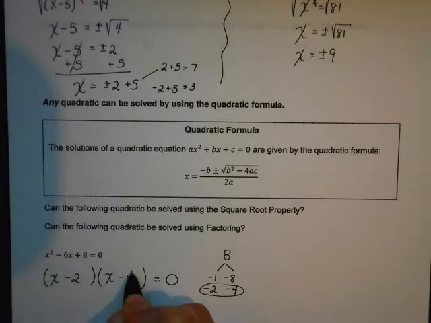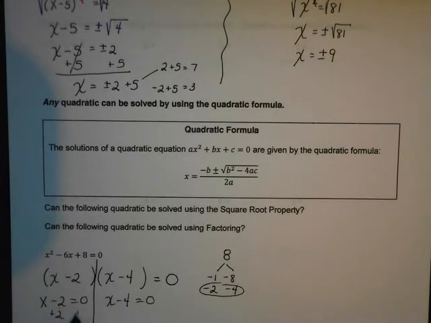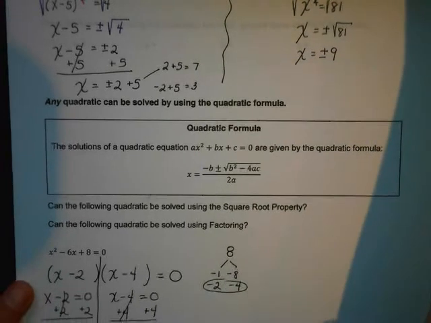So then we set each factor equal to 0. If we add 2 to undo subtraction, we'll get x equals 2. And if we add 4 to get rid of the subtraction, we'll get x equals 4. Pop that up there so you can see it. There we go. All right?